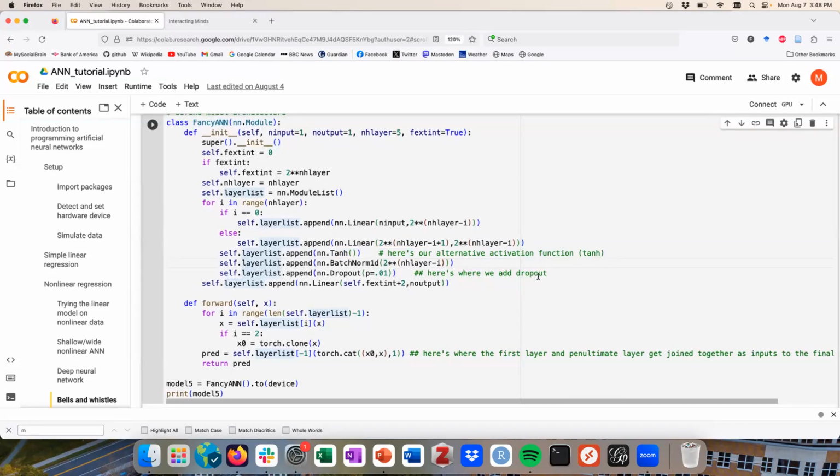Here's where we're adding the dropout in the process. We're just saying each node has a 1% chance of failing each time the model's run. And then here is where we're joining up two of our different layers together with a skip layer, right? We're concatenating, right before the final output, the outputs from the first hidden layer with the outputs from the last hidden layer, and sticking those two things together so that our final output has access to both high-level features and low-level features of the data, which ideally could improve its fit.